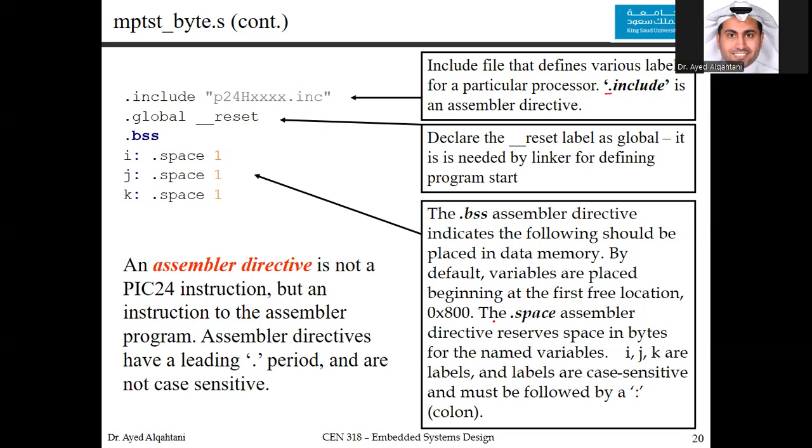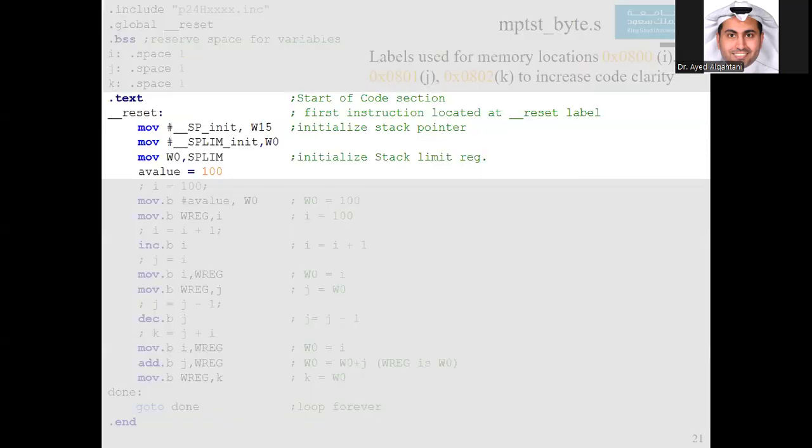Just to repeat the same thing here, the dot space assembly directive reserves space in bytes format, meaning each number you put here means that it's 1 byte. If you write down 2, it means 2 bytes, and so on. After this, now we explain the first piece of directives and the spaces for the variables. You have this part here.